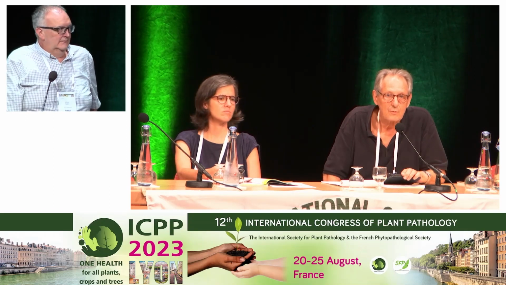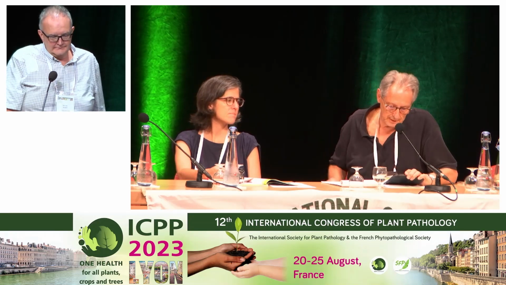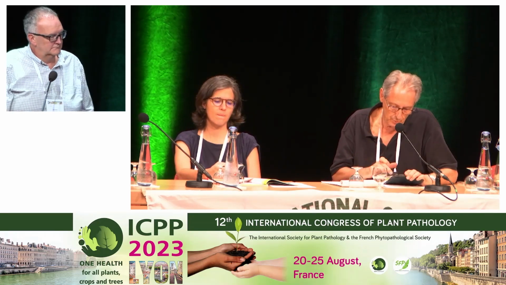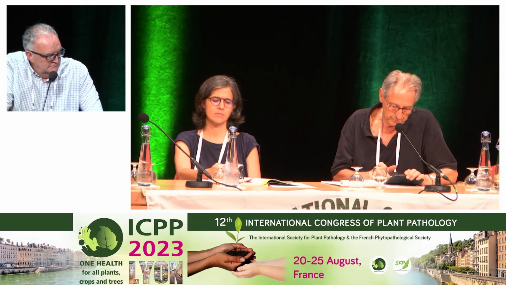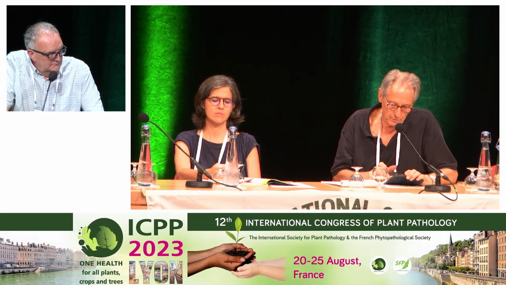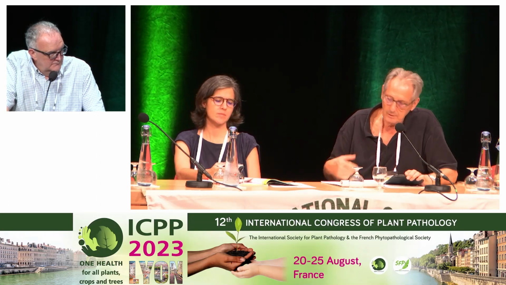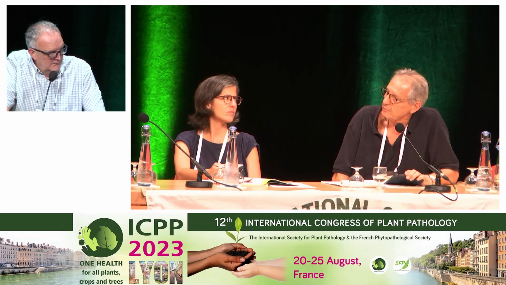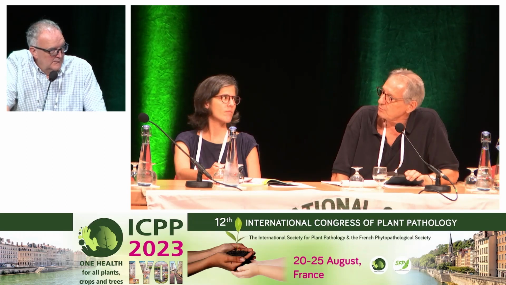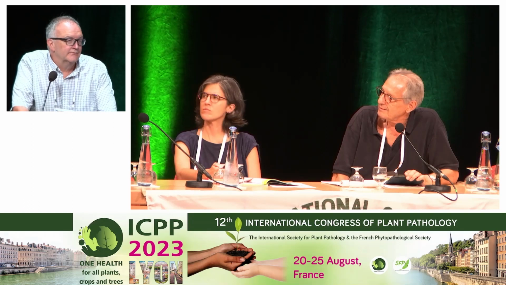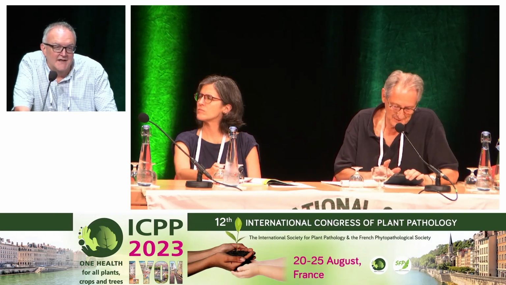So if there is no more question from the audience, then I have maybe two small questions. So one is, how do you think could effectors be escaping the normal secretory pathway and then get into the BICs? Any idea? No, I don't know.